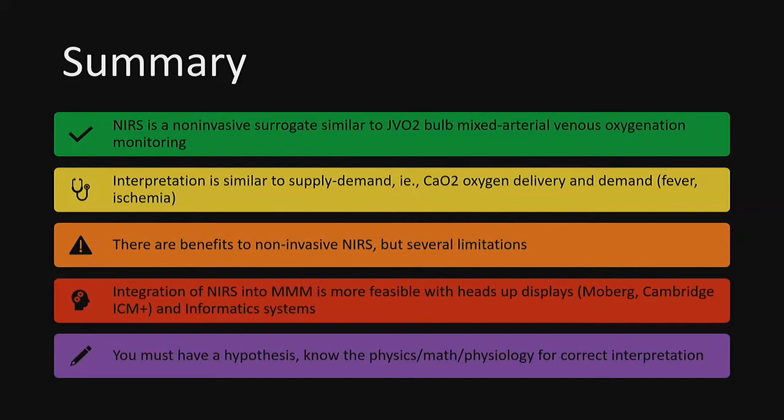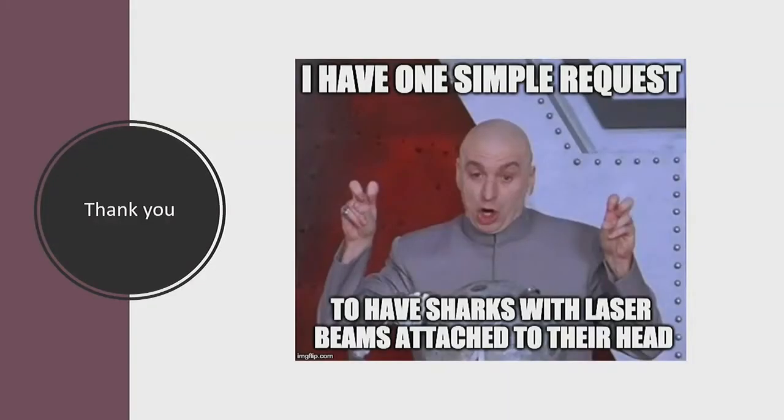Also, NIRS should be integrated into your dashboard with other components. And also, like any gauge, you have to be hypothesis driven. So if you're going to put a NIRS gauge on, you have to know the normal values, say between 50 and 70, and then trend them. And I'll stop there.